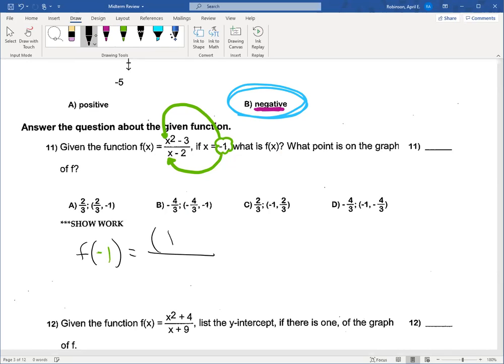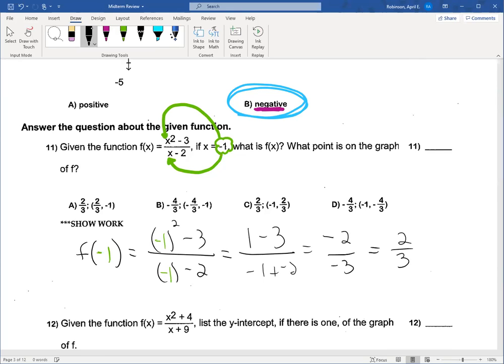So it's x squared minus 3 over x minus 2, and I'm going to stick my negative 1s in right there. So negative 1 squared is 1. And 1 minus 3 is negative 2. And then negative 1 minus 2 is really negative 1 plus a negative 2, which is a negative 3. But a negative divided by a negative makes that a positive 2/3. And keep in mind, that is your y coordinate. So my ordered pair, the 2/3 would go right here, and the x was negative 1.